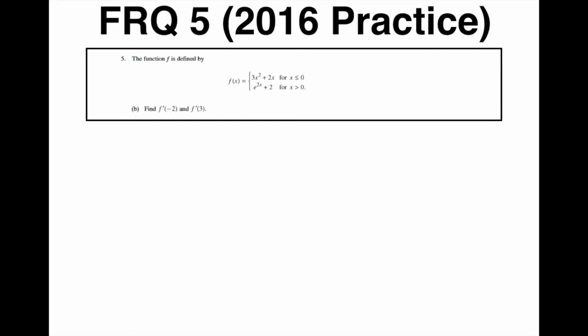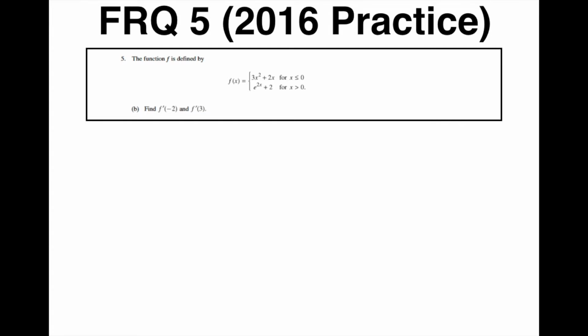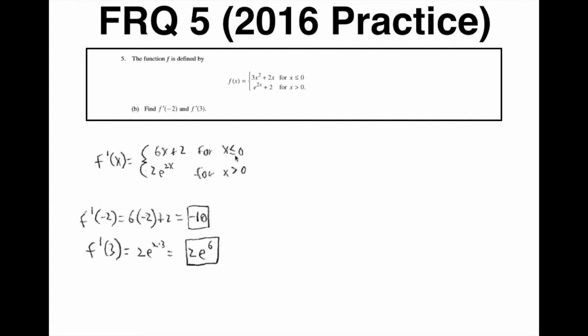Question B. Find f prime of -2 and find f prime of 3. Student A calculates f prime of x, and they differentiate the first rule here. The derivative of 3x squared plus 2x is 6x plus 2, and the derivative of e to the 2x plus 2 is 2e to the 2x. Now I'll talk later about this here, because there's a little mistake.